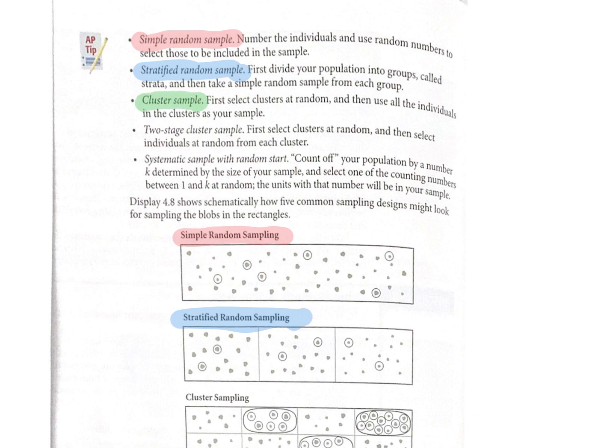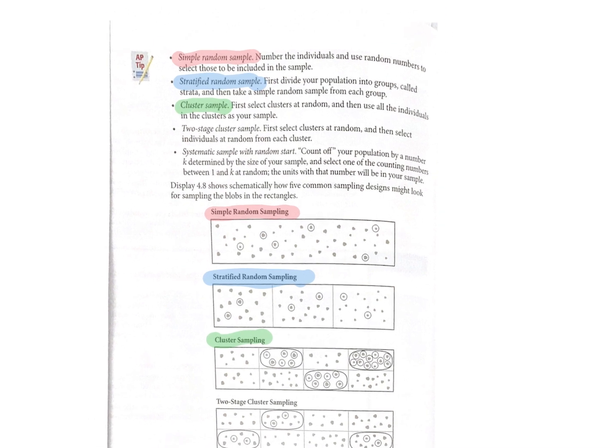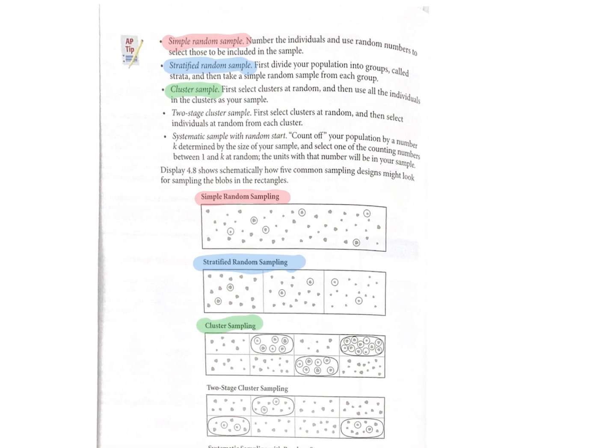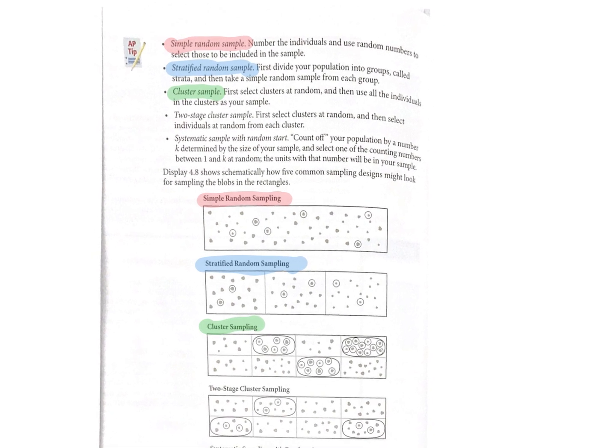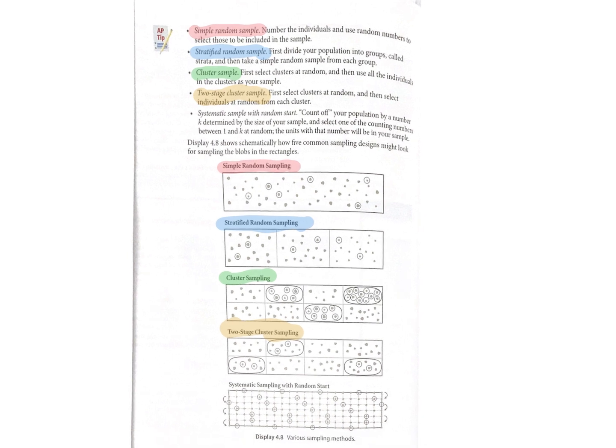Cluster sampling, remember what I said about cluster sampling is it's kind of a geographic thing. If you notice, it says first select clusters at random and then use all of the individuals in the clusters as your sample. So for cluster sampling, you're using everyone within that group. Whereas the multi-stage, they're calling it two-stage here, but the multi-stage would be like you do cluster sampling, and then within each of those groups, you randomly choose 5 people from each of those groups, something like that, okay?